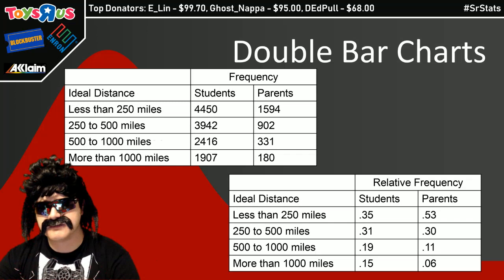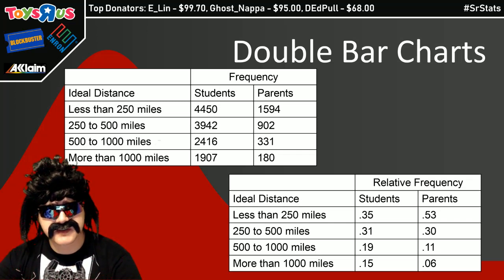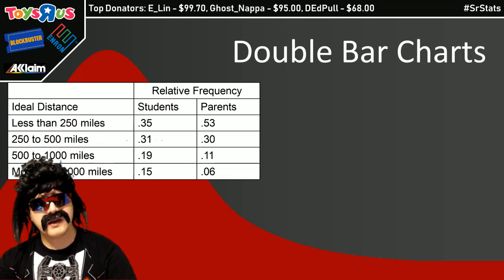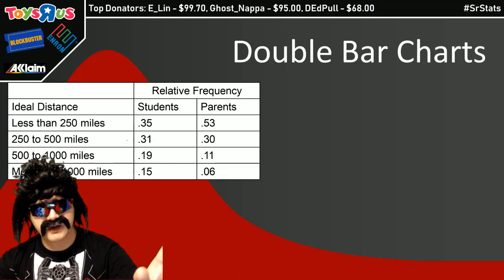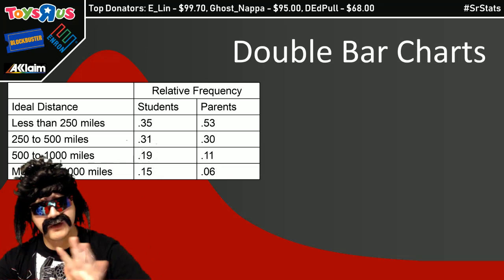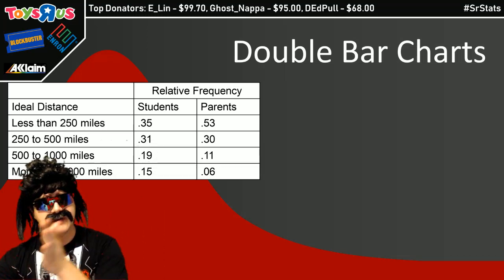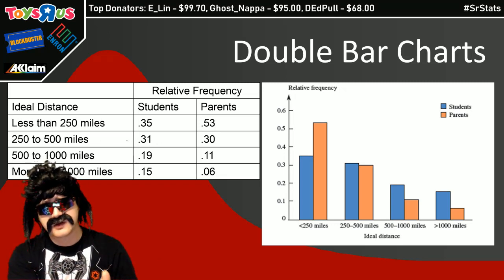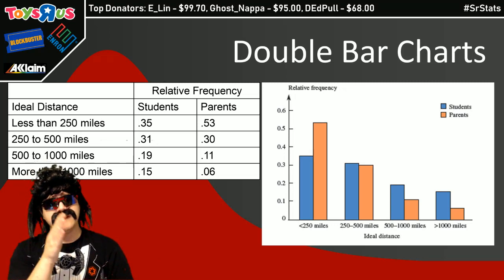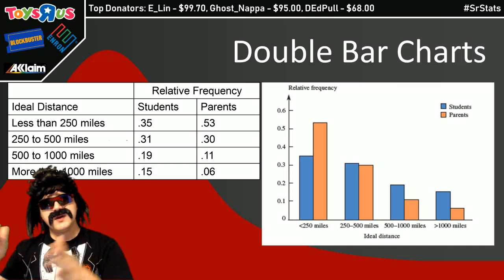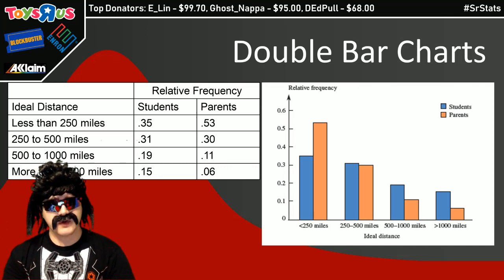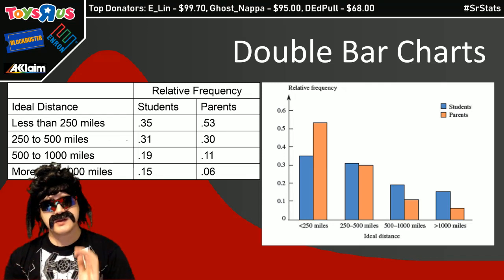Okay, so let's look at how this actually works. We've got the ideal distance from the students being within the different categories. We have 4 different categories in here, so we're going to have 4 different sets of bars that we're going to work with. We have less than 250 miles, 250 to 500 miles, 500 to 1,000, and then more than 1,000 miles. Okay, so we use the relative frequencies between the two.